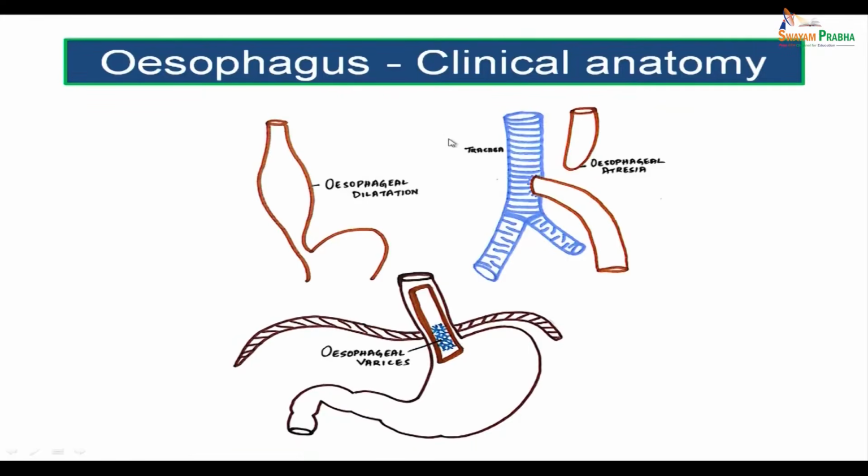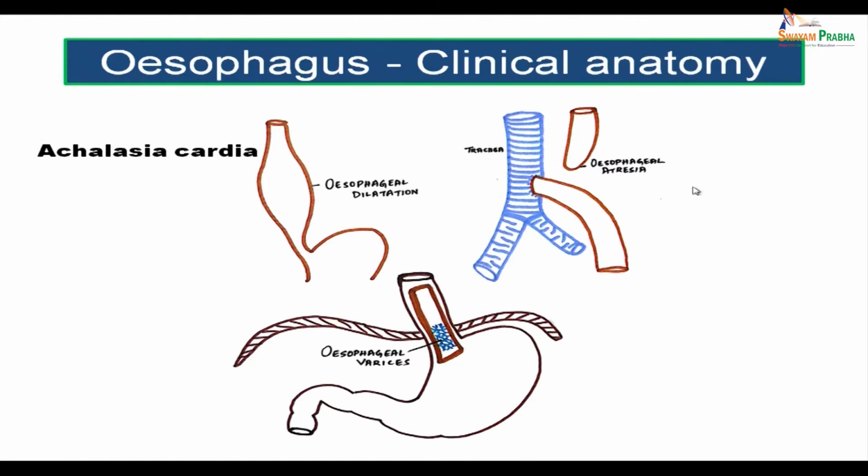Now, let us look at the clinical anatomy of the esophagus. Esophageal dilatation due to neuromuscular incoordination, where the cardioesophageal junction does not open up when a food bolus comes towards the lower end of the esophagus, results in dilatation of the esophagus, and this condition is called achalasia cardia. A neuromuscular incoordination resulting in esophageal dilatation, achalasia cardia.